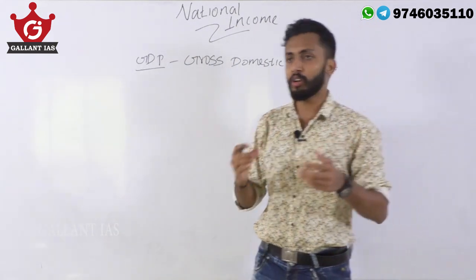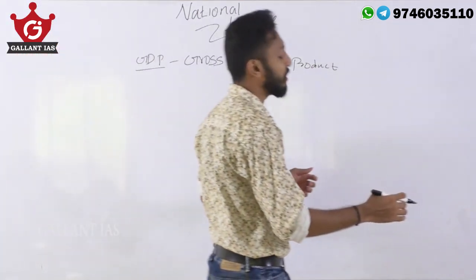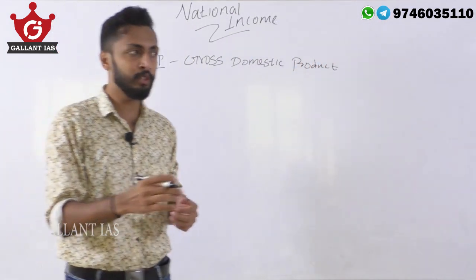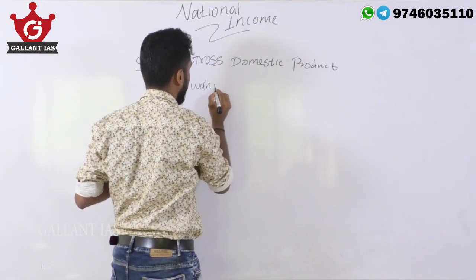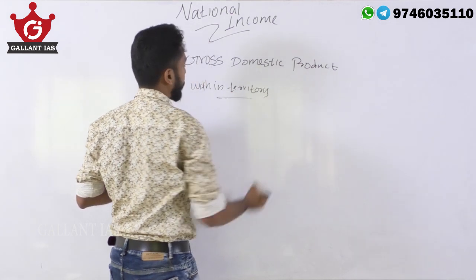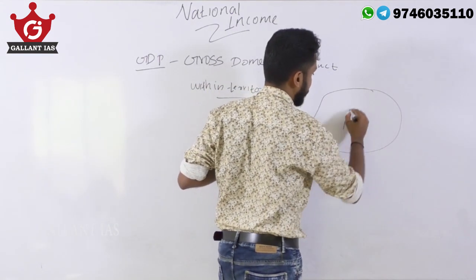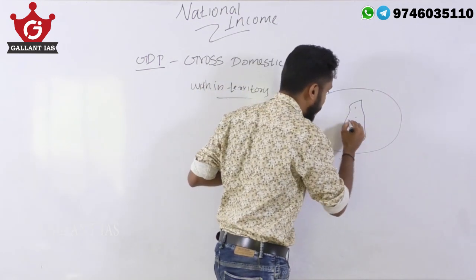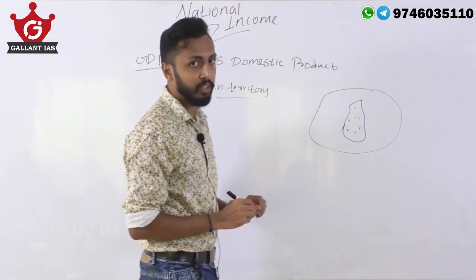It is the total value of all final goods and services produced within the territory of a country. Within the territory is a key term. Like this is world, this is India. Only those goods and services produced within this territory of the country are taken to calculate GDP.